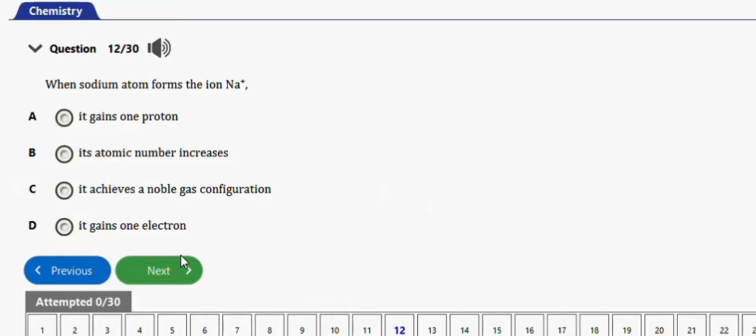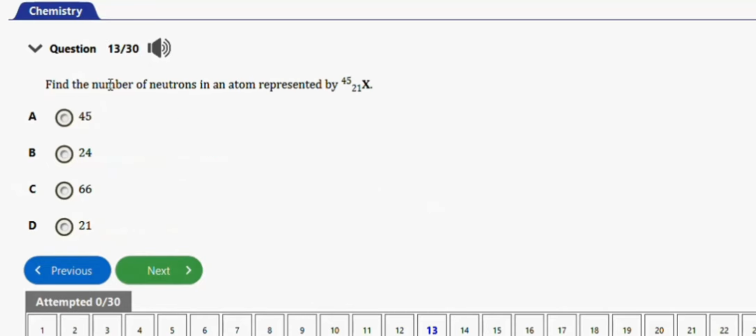Next question will be this one. It says, find the number of neutrons in an atom represented by this. So to get the number of neutrons, since neutron plus proton number equals mass number, it's simple mathematics. To get the value of neutrons, you do 45 minus 21, and you're going to have 24. The right option is option B. Okay, so the next question will be this one.